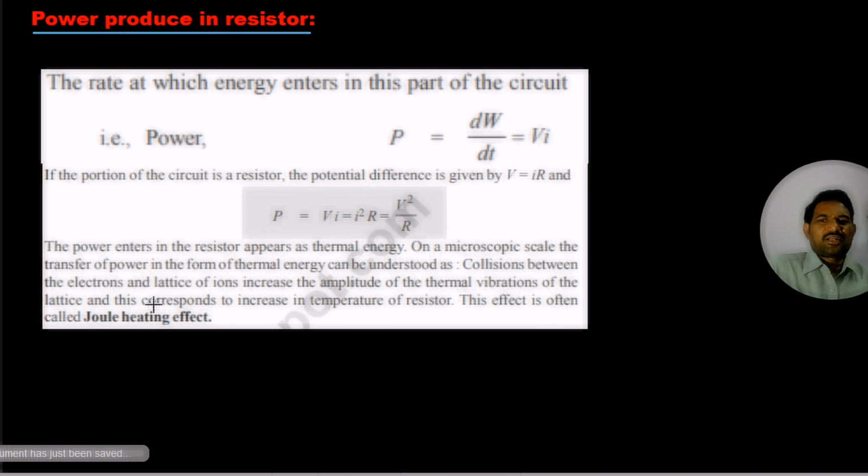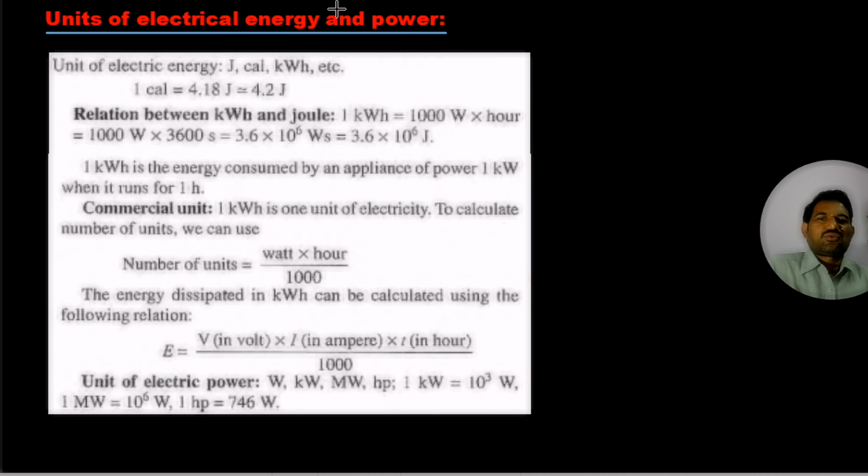This is the reason we discussed now, and it is nothing but Joule's heating effect. Now let us see the units of electrical energy and electrical power.